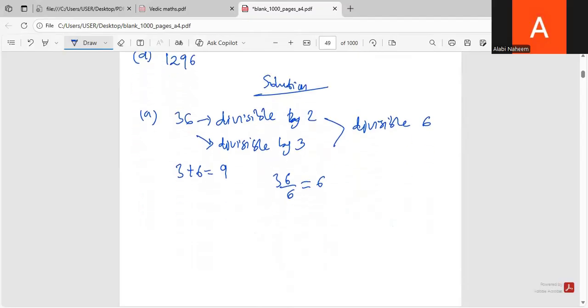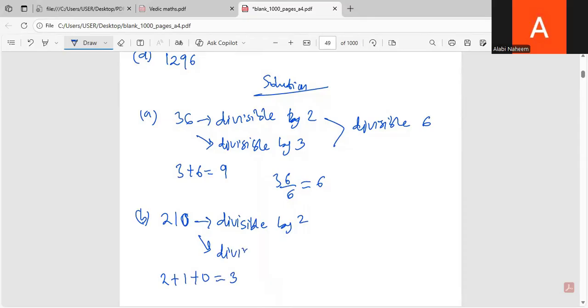We have 210. Is it divisible by 2? Let's confirm. Yes, because it ends in an even number. Remember we said 0 is an even number. Second part of the rule, is it divisible by 3? Let's confirm. For 3, what do we do? We add the digits. 2 plus 1 plus 0, and that's 3. So it is also divisible by 3. We can conclude that it is divisible by 6 also, since it satisfies the two conditions.